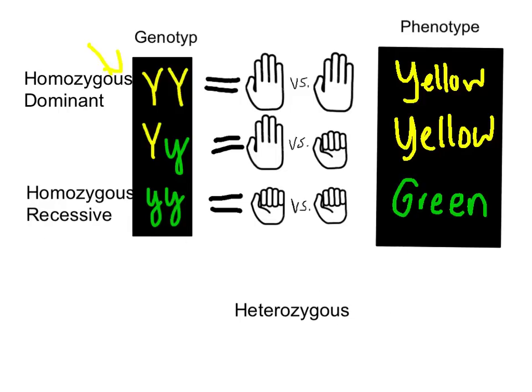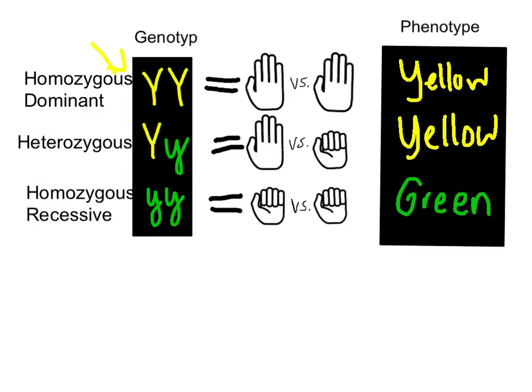All right? And then finally, if I have two different alleles, so for example, one dominant and one recessive, then it is going to be considered heterozygous. So keep in mind that the word homo means same, and the word hetero means different. So that's how we know homozygous dominant means the same alleles for dominant, homozygous recessive means the same alleles for recessive, and heterozygous means one of each allele.